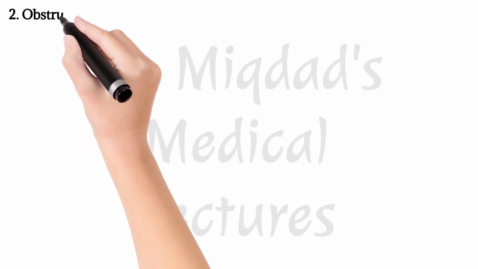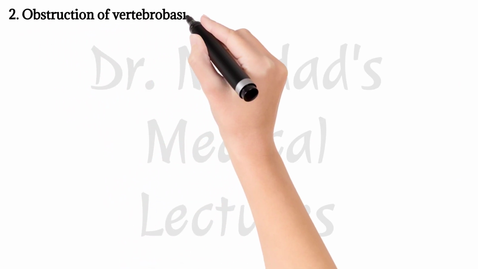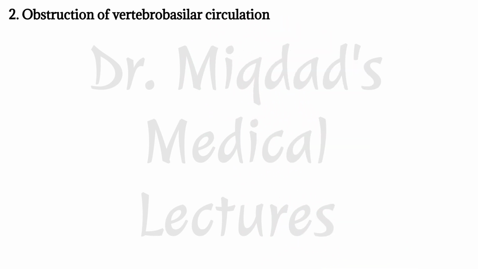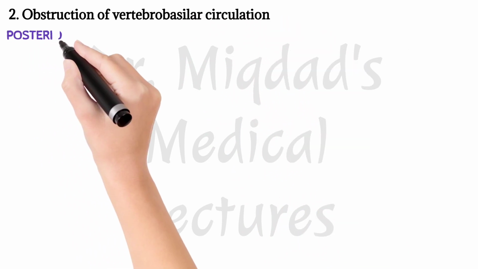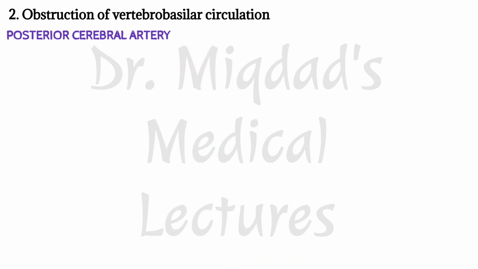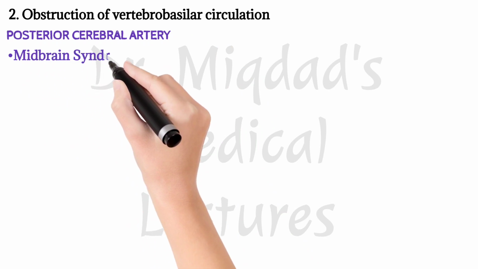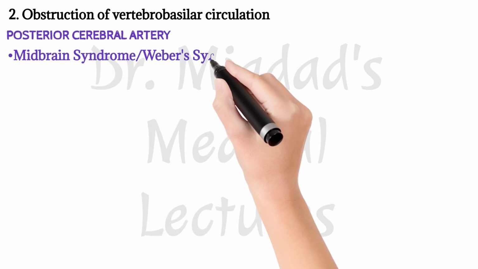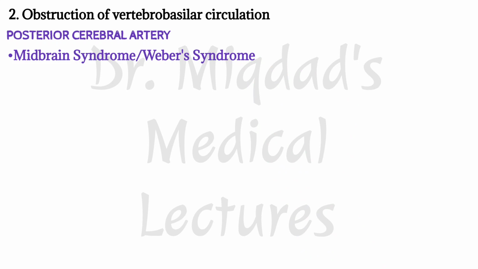Now let's come to posterior circulation or vertebrobasilar circulation. So here let's begin with the posterior cerebral artery. With occlusion of this artery, the person will develop midbrain syndrome. It is also known as Weber's syndrome. This condition is manifested as third cranial nerve palsy together with contralateral hemiplegia.